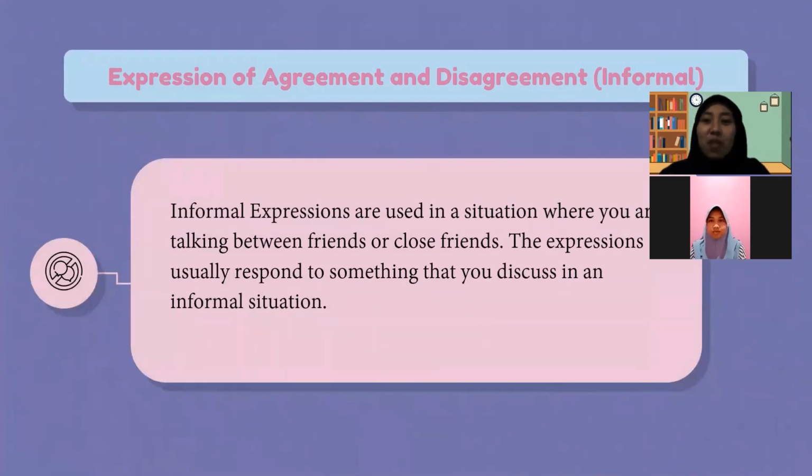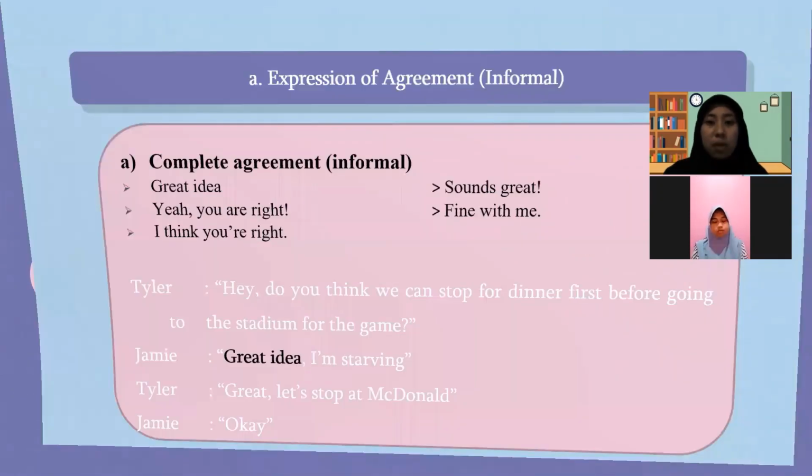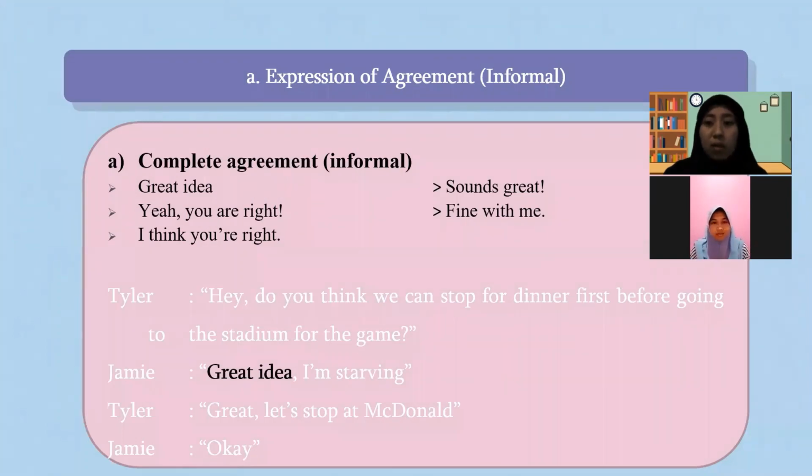We're moving on to the informal expression of agreement and disagreement. So, like I said before, informal expression we use when we're talking to a friend, family, or acquaintances that we are familiar with. And then let's see what are the phrases that we can use when we voice our agreement in informal context. So we have great idea, yeah, you are right, I think you're right, sounds great, and fine with me. So this is what we use when we agree with someone in an informal context.